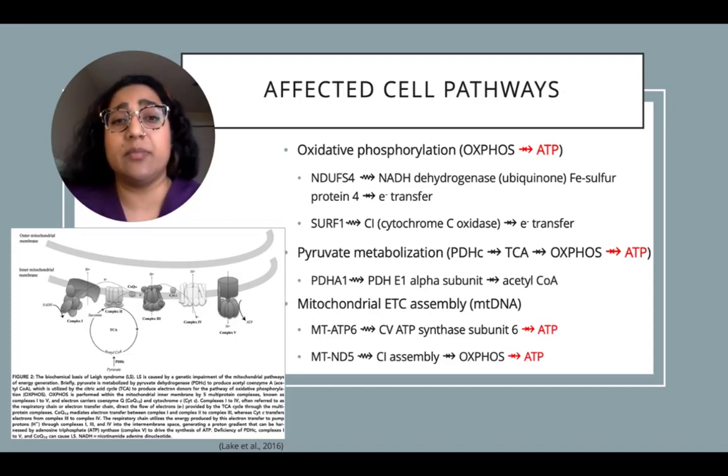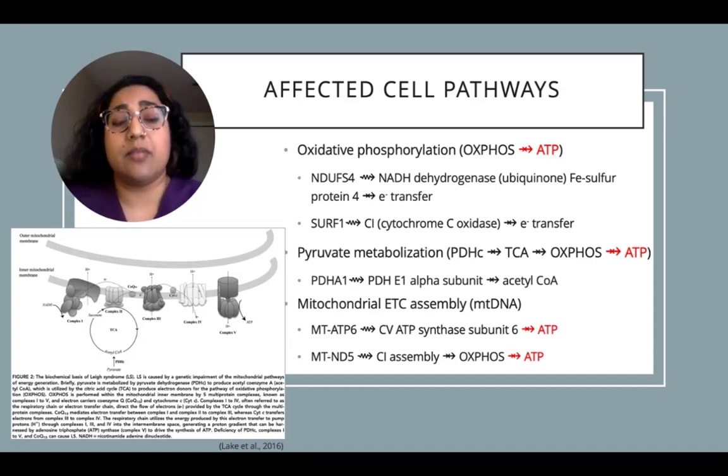Similarly, SURF1 mutations disrupt electron transport through complex 1. It codes for a protein involved in regulating the assembly of complex 4, also called the cytochrome C oxidase complex. A defect in this protein leads to deficiency in complex 4 of the ETC and ultimately ATP synthesis via oxidative phosphorylation.